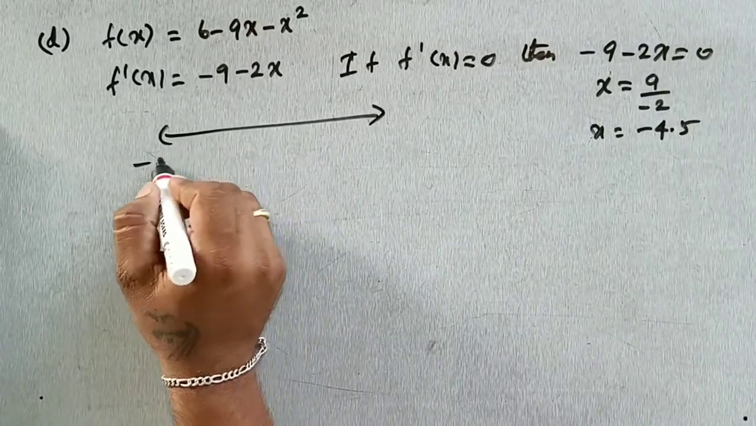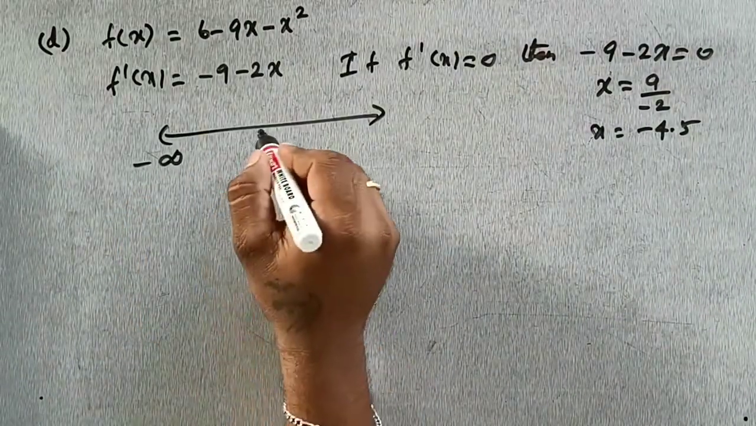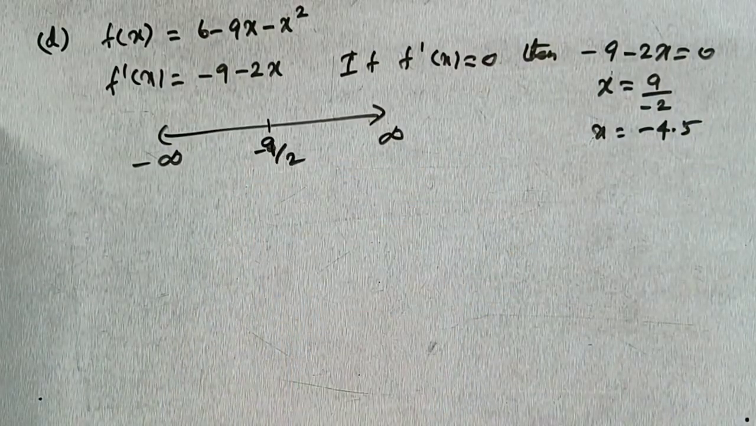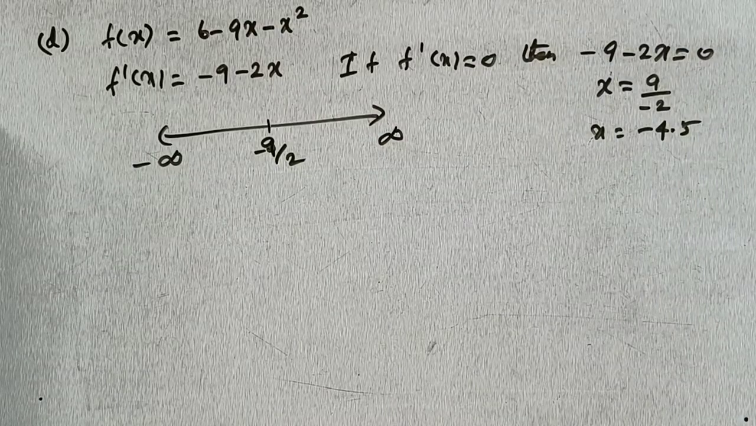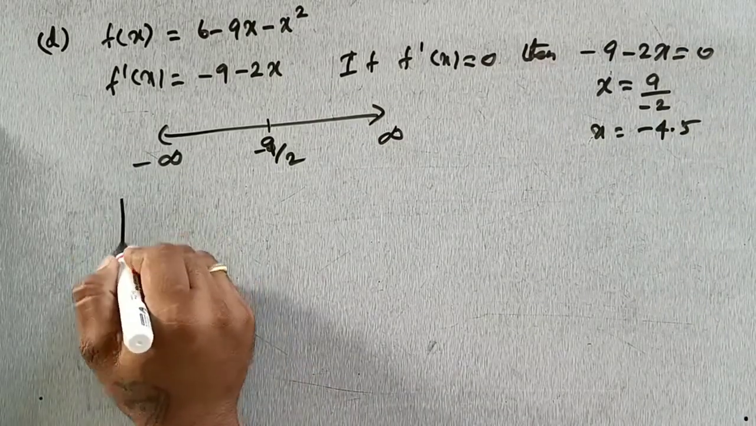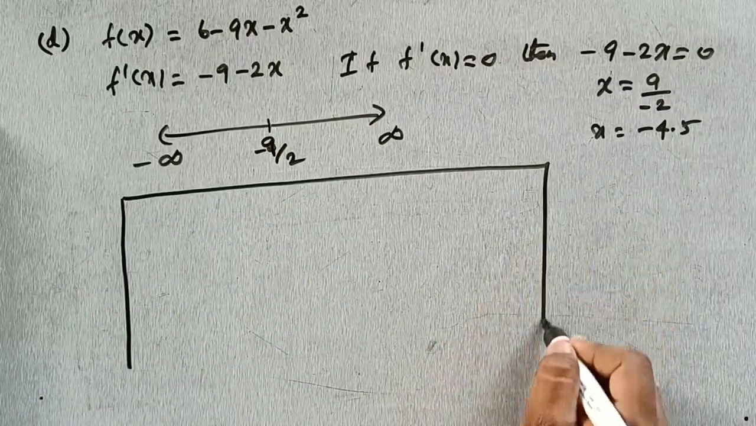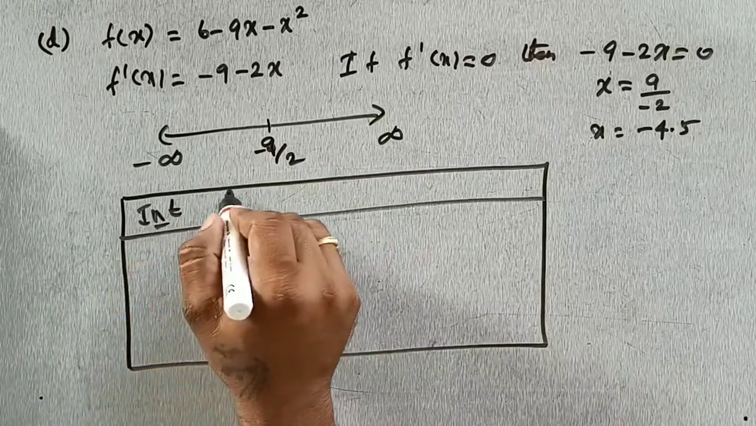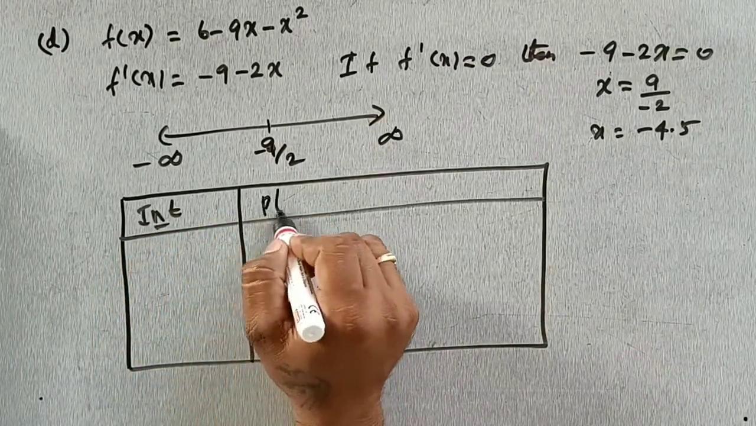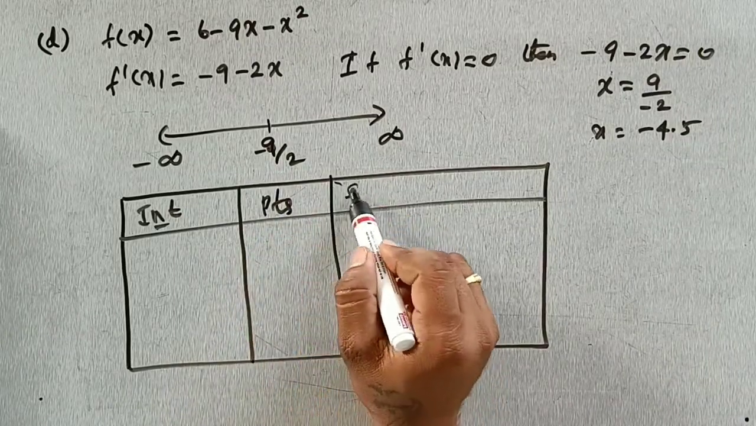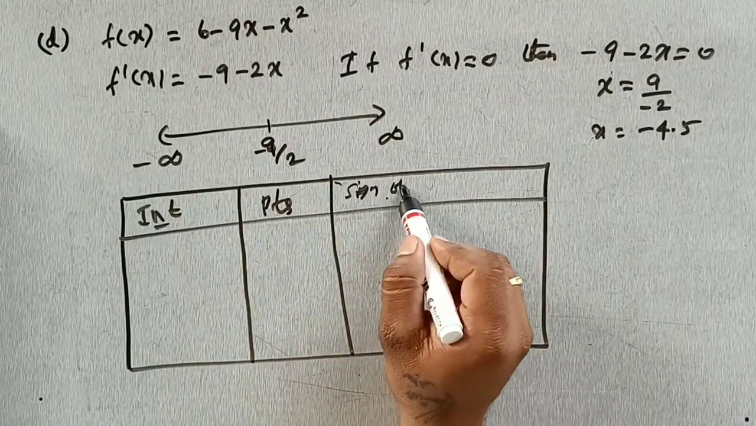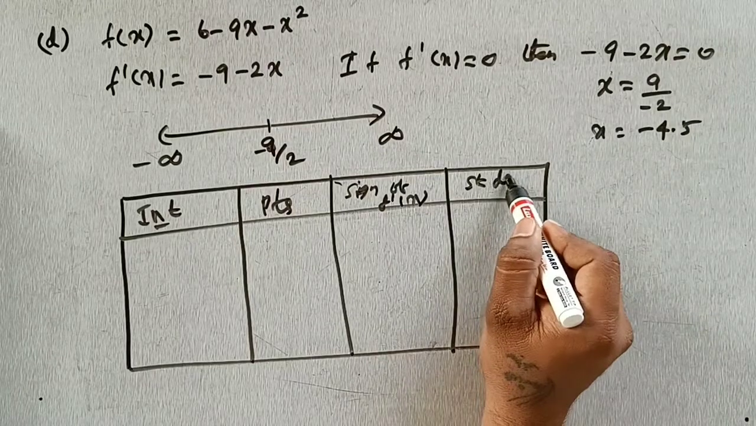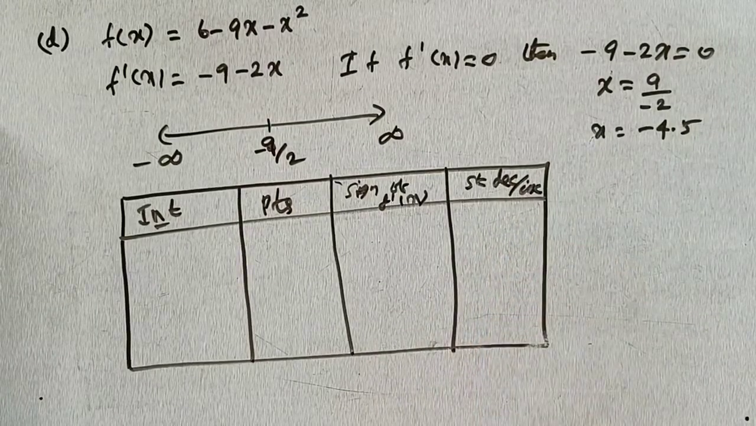So now what are the intervals? Minus infinity to minus 9 by 2, then minus 9 by 2 to infinity. We have to check when this function is increasing and when it is decreasing, by using the table. So draw the table now. The first column will be intervals as usual, the second column will be points, the third column will be the sign of f dash of x, and the fourth column will be strictly decreasing or strictly increasing.